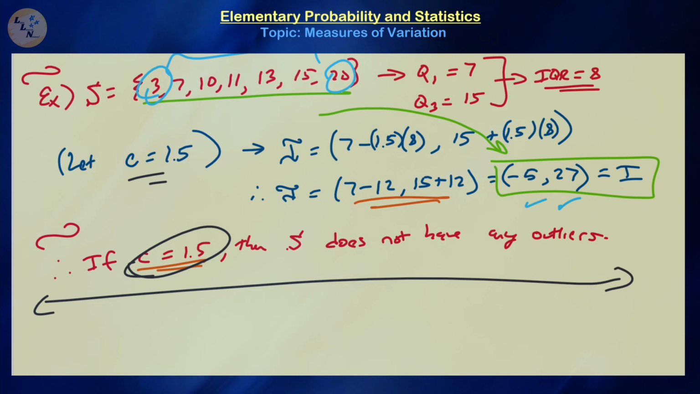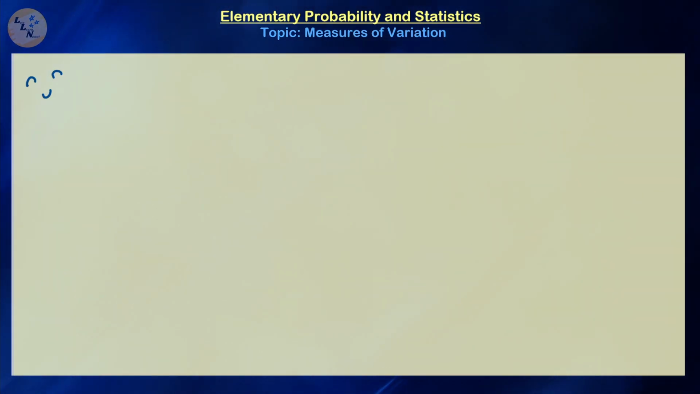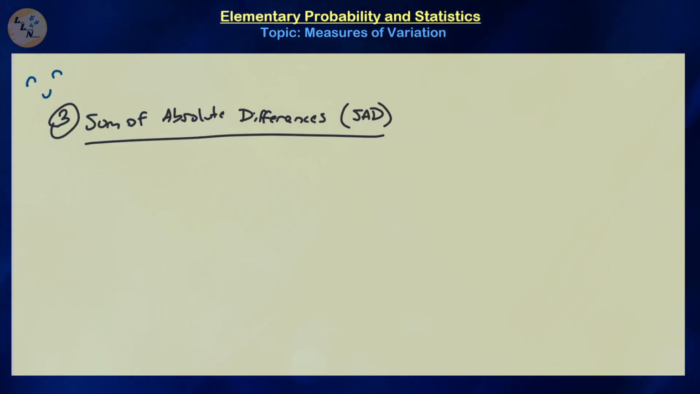So we have two measures of variation so far: the range and the interquartile range, and also an application of that. Now let us look at a few other measures of variation that are commonly used, and maybe we can overcome both of the downsides that the range had. The next measure of variation that we're going to be looking at is referred to as the sum of absolute differences, and some people will just abbreviate this as SAD, S-A-D.